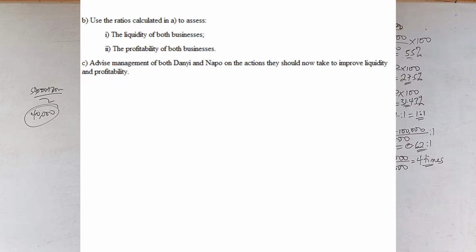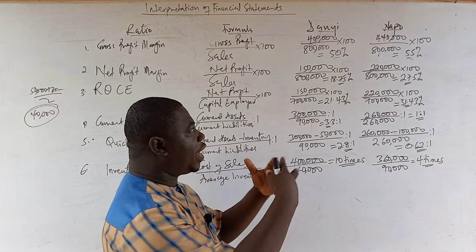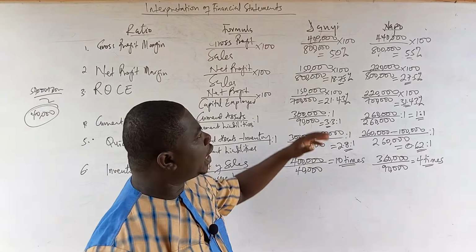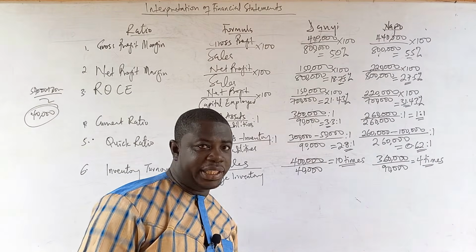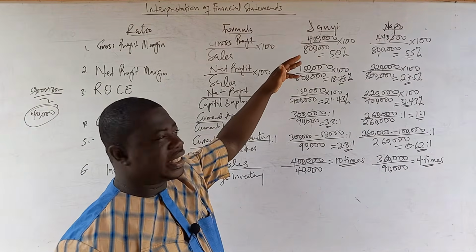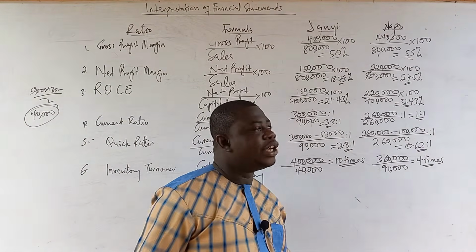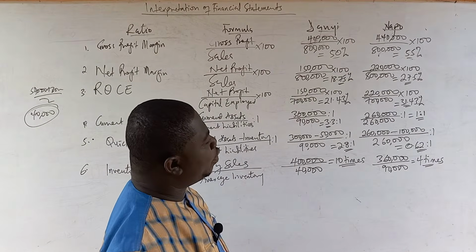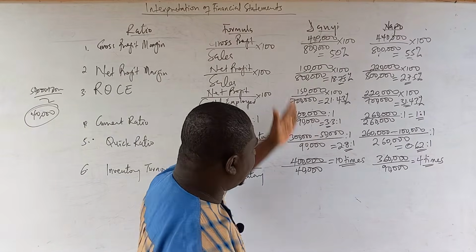The last requirement says that advise the management of both Danyi and Napo on the actions they should now take to improve liquidity and profitability. Now, with the advice, these are two different companies. You cannot advise the management together. So you need to take that of Napo, advise their management separately in a statement or in tabulated points. Then afterwards, you look at Danyi and then you list points to advise them as well. So we are going to advise each of them separately. When we take the management of Danyi and want to advise them, this time we are not doing only liquidity or profitability, but a fair advice for all.